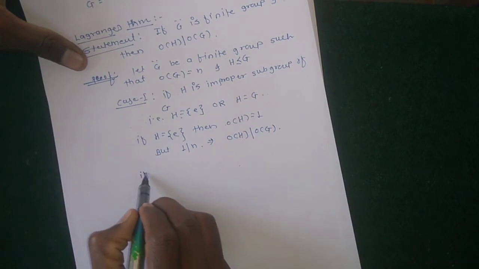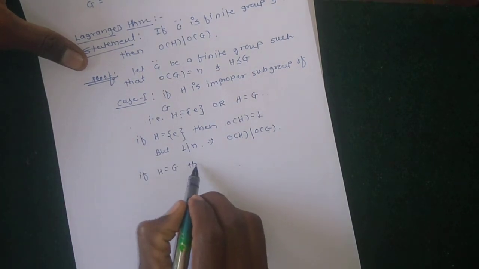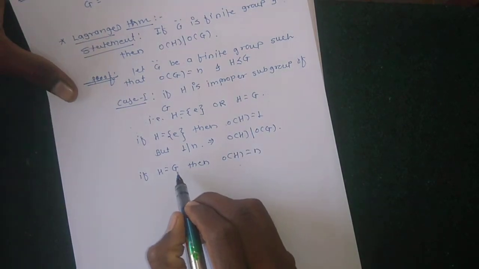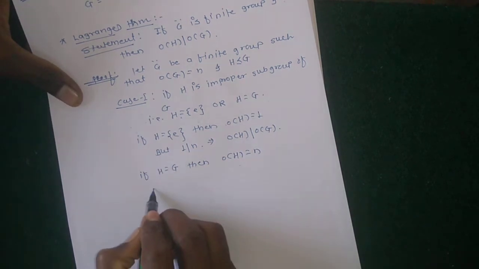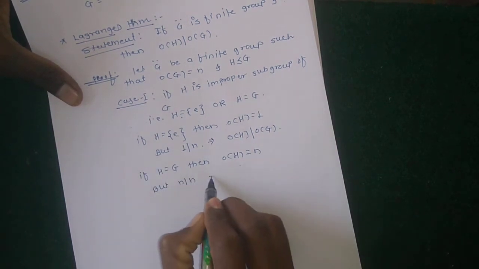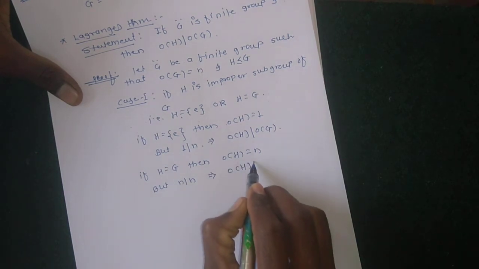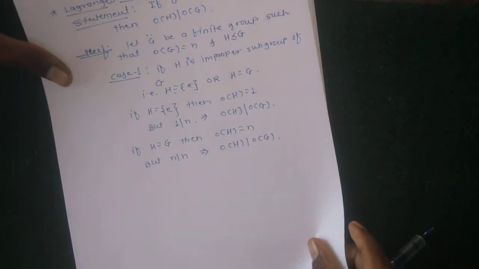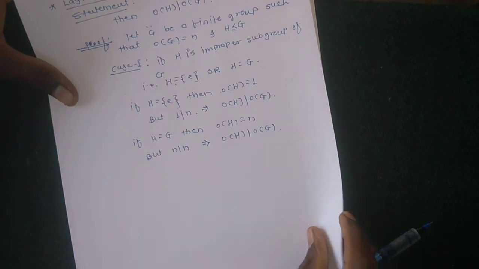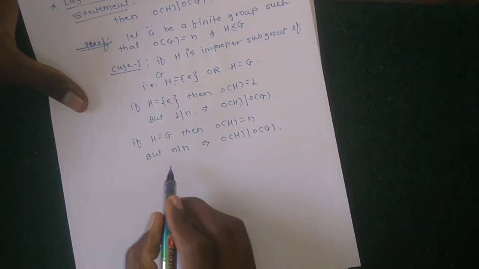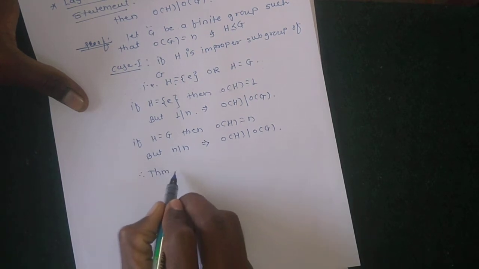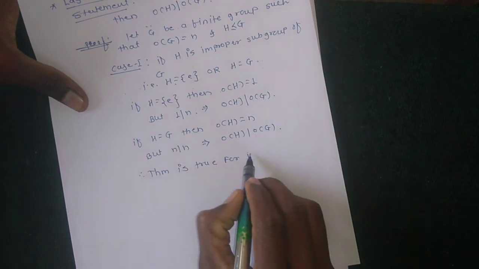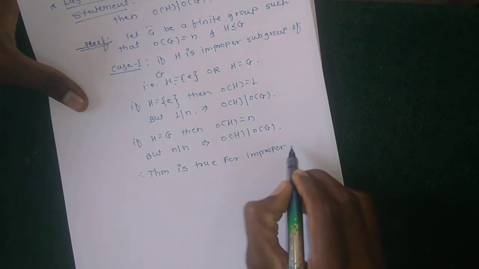And if H equals G, then the order of H equals n, because the order of G is n. So the order of H and the order of G are equal, but n divides n, which implies that the order of H always divides the order of G. Therefore, the theorem is true for an improper subgroup.